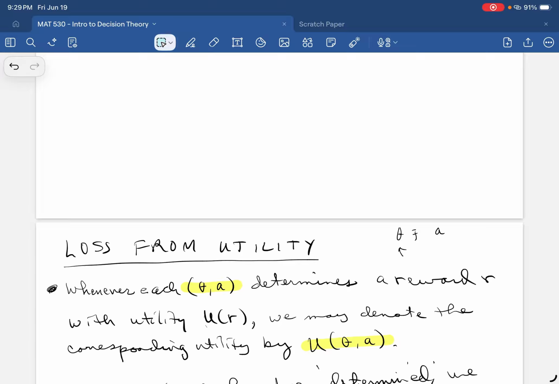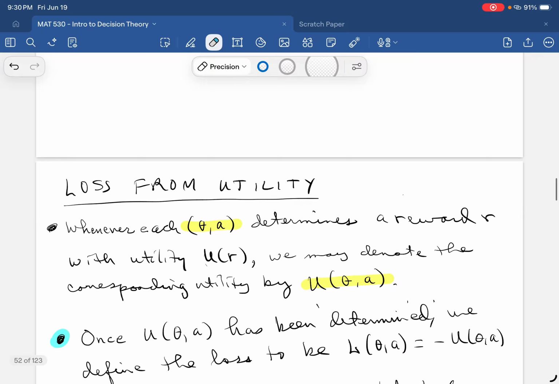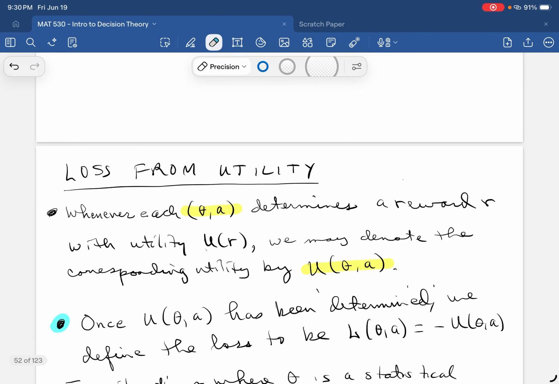Although we're going to see in a second that there are some times when, even though we know theta and a, that doesn't always guarantee that we can determine at that point what the reward is. But let's first consider the case where it does determine a reward r. And in that case, we know that our utility, which is a function of the reward, can be determined, and we can also denote that as we see here. And then once that has been determined, then we can define loss to be the negative of utility, or vice versa if you're going from loss to utility.